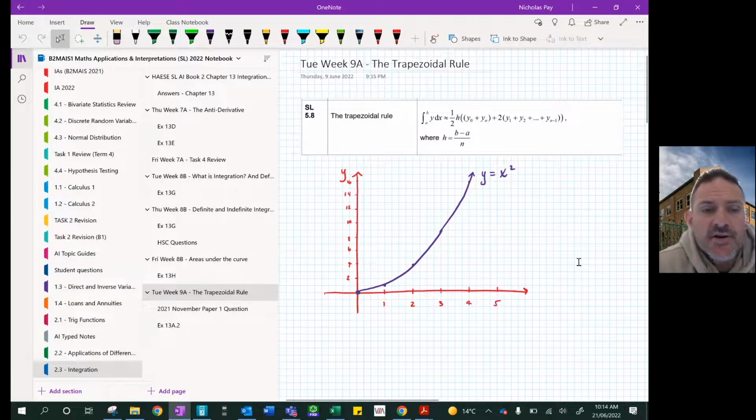Okay, now that was last year on the May paper, the November paper. It may not be this year, but certainly it's worthwhile for us going through in detail on this. It's under our integration chapter in OneNote, Tuesday, week 9A. There's the exam question we'll go through as well.